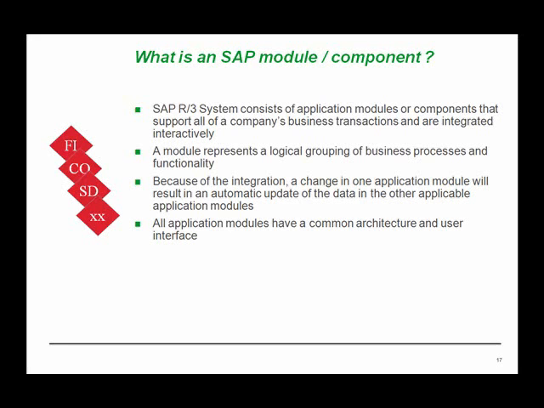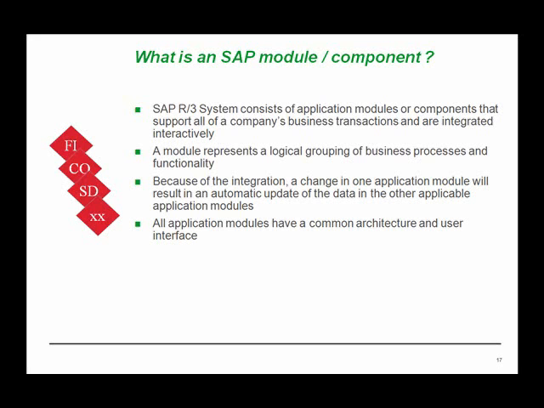In the next few slides, we are going to talk in depth about select SAP modules. What you want to take away from this slide is a module within the SAP R3 or ECC. R3 is an old name, ECC is its latest name, Enterprise Central Component. It represents a logical grouping of the business processes and functionality. The other key message on this slide is, because it's an integrated product, a change in one application module will result in an automatic update of data in other applicable modules.